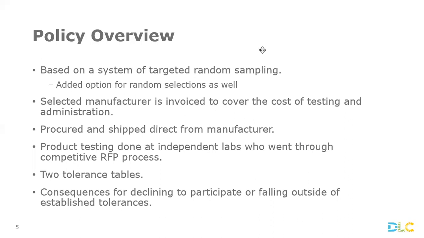The selected manufacturer is invoiced to cover the cost of testing and administration, as I mentioned earlier, and the product is procured and shipped directly from the manufacturer. Product testing is done at independent labs who went through a competitive RFP process. We work with great labs. We have 2 tolerance tables. There's a table 1 failure and table 2 failure. I'm not going to dig into that, but if you're looking for more information on that, the surveillance policy really does a good job of laying that all out.